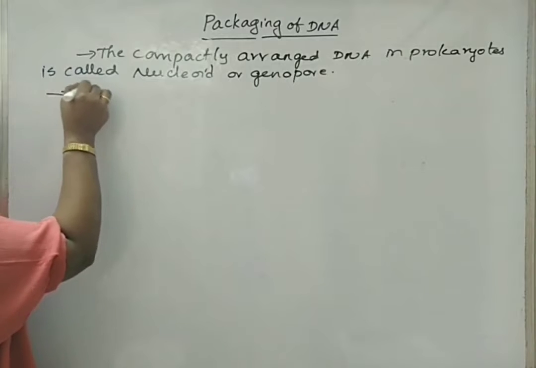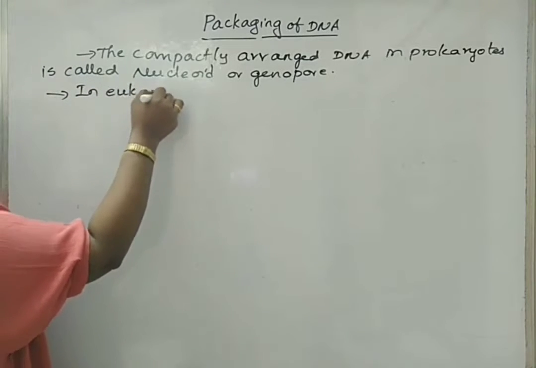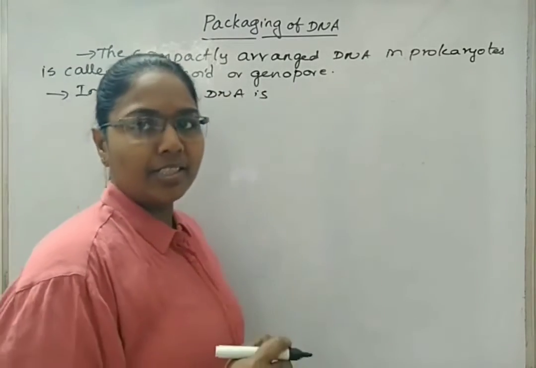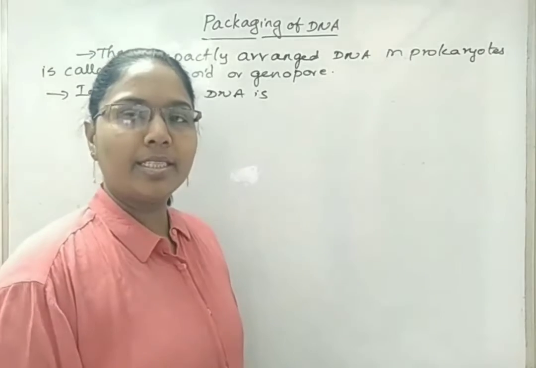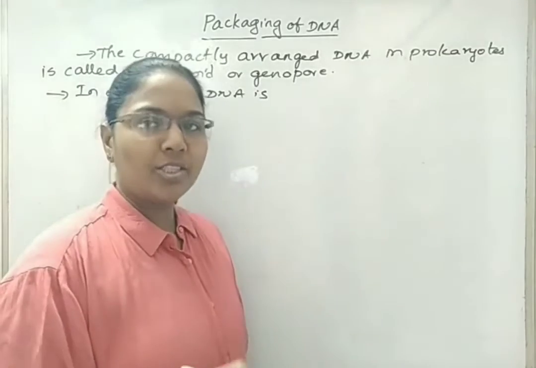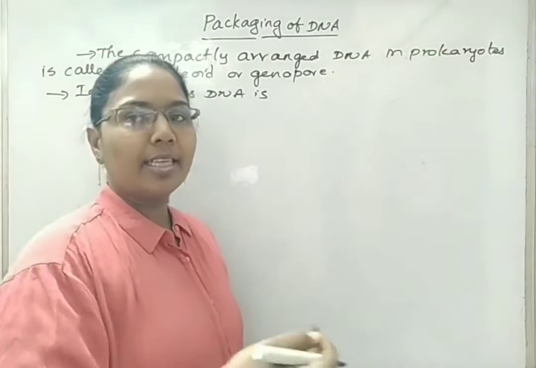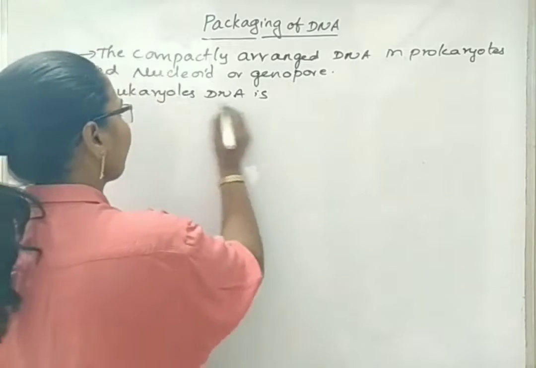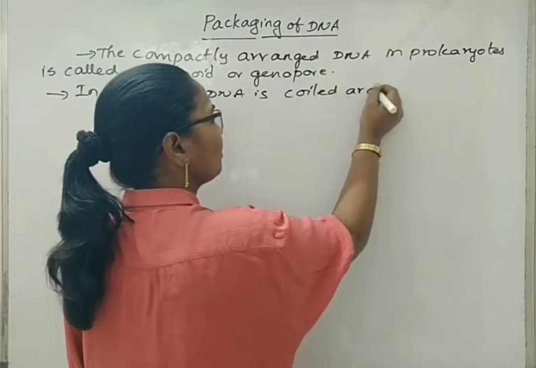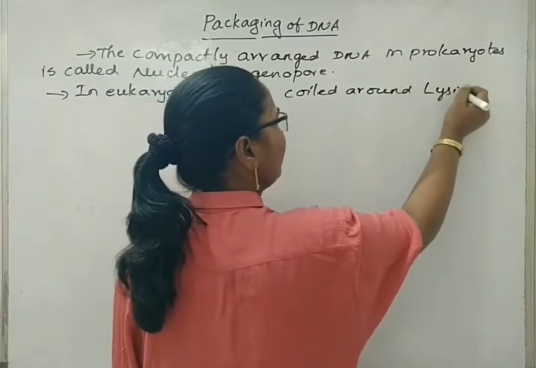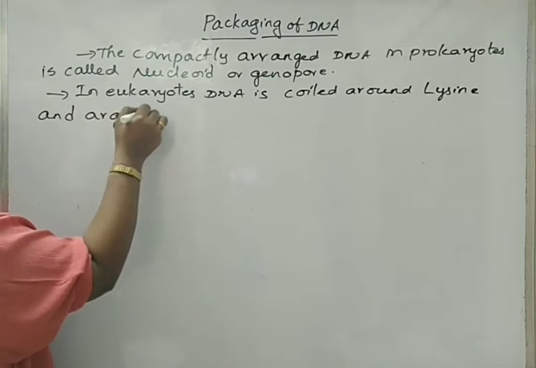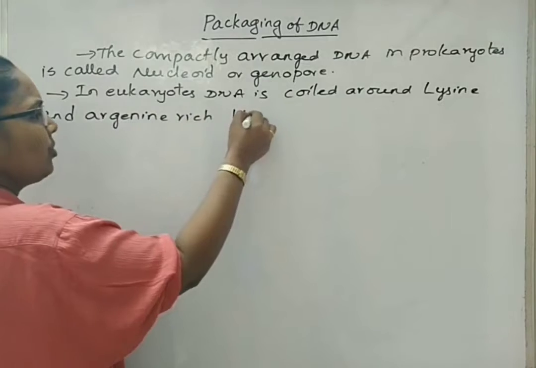Then what about eukaryotes? In eukaryotes, DNA is coiled around lysine and arginine rich histone proteins. It means that histone proteins have more lysine and arginine amino acids compared to other amino acids.